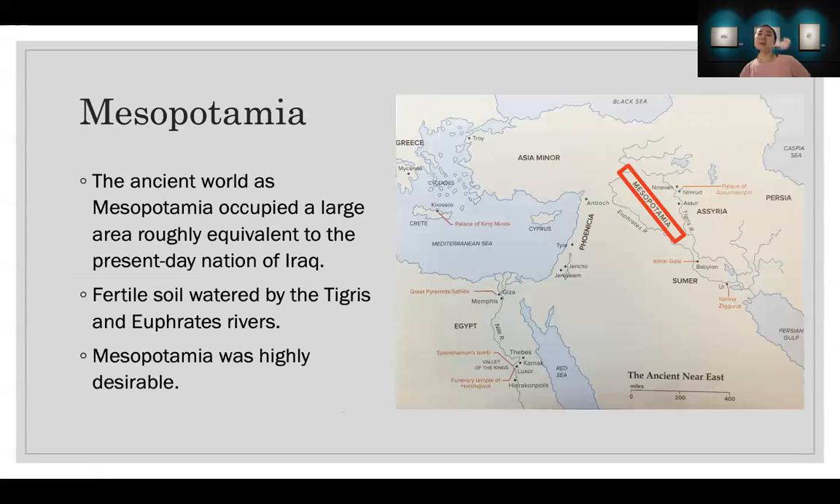So let's see Mesopotamia first. The region known to the ancient world as Mesopotamia occupied a large area roughly equivalent to the present-day nation of Iraq. The fertile soil watered by the Tigris River and the Euphrates River made Mesopotamia highly desirable. But a lack of natural boundaries made it easy to invade and difficult to defend.